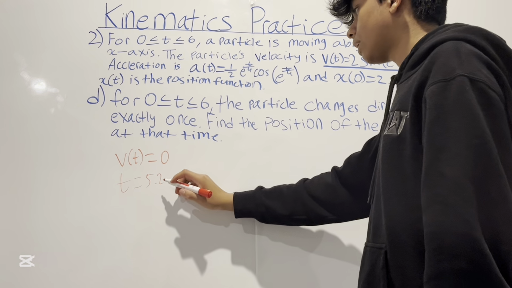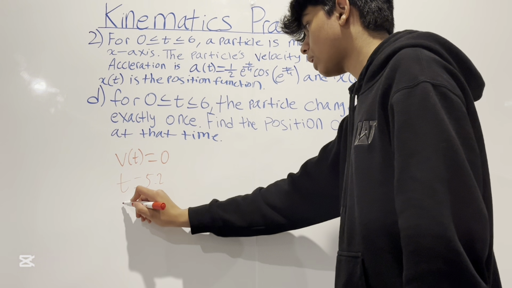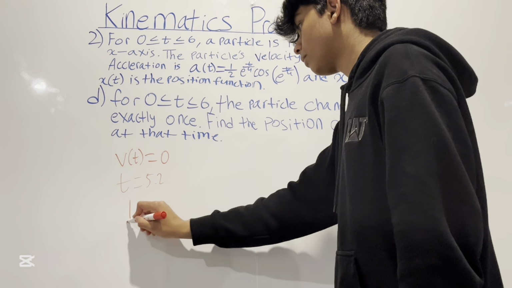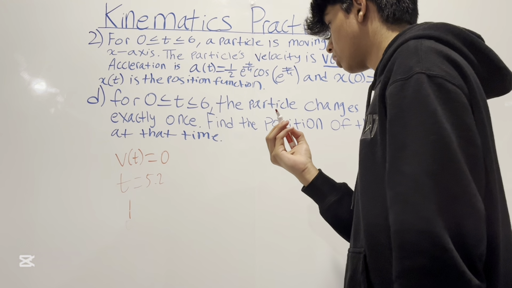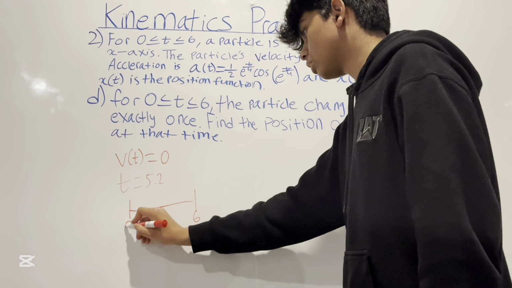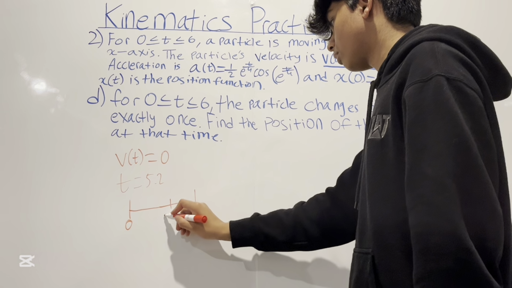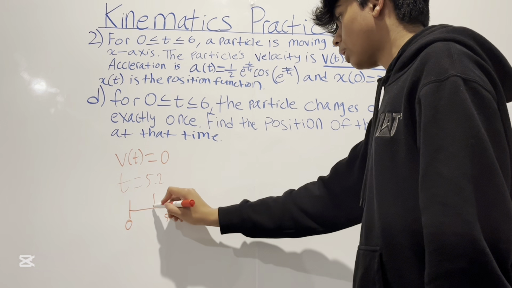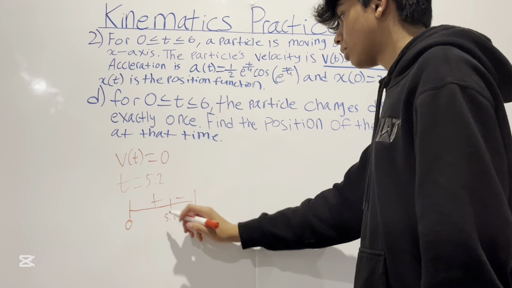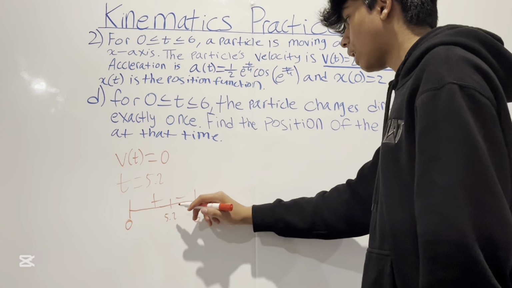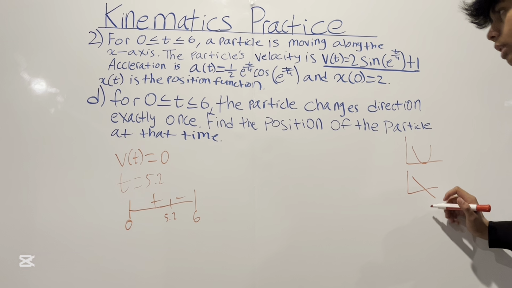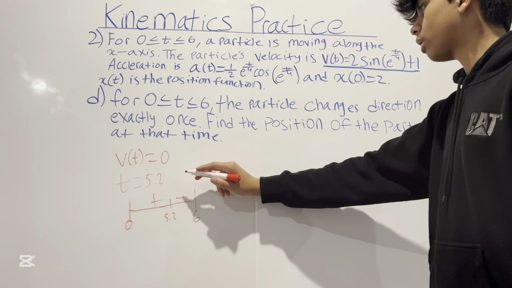And to check that this actually crosses the x-axis, you can make a sign diagram. So from 0 through 6, starting from 0, and let's just say this is 5.2. This is positive and this is negative. So on the left side of 5.2, it's above the x-axis, and to the right, it's below. So that means it crosses the x-axis. So we can confirm that this is when the particle changes direction.